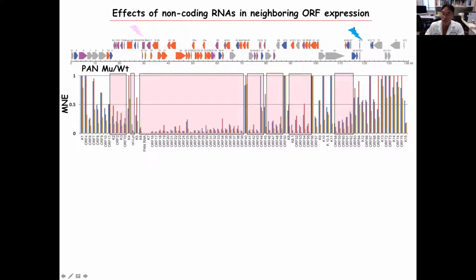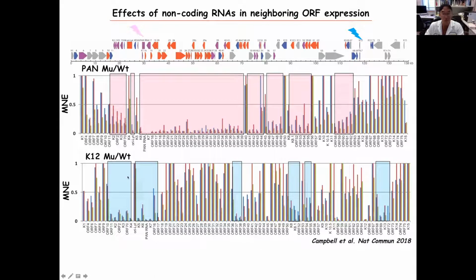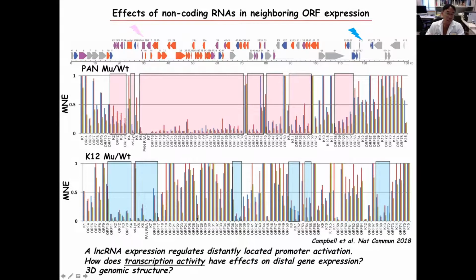Then we mutated this non-coding RNA. Then we found it's very similar but in a different domain, this gene expression is down. This suggests that the lncRNA expression regulates distantly located promoter activation. But how does transcription activity have an effect on distal gene expression? So then it comes down to the 3D genomic structure question.